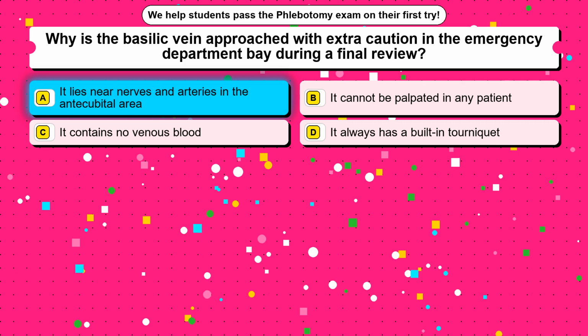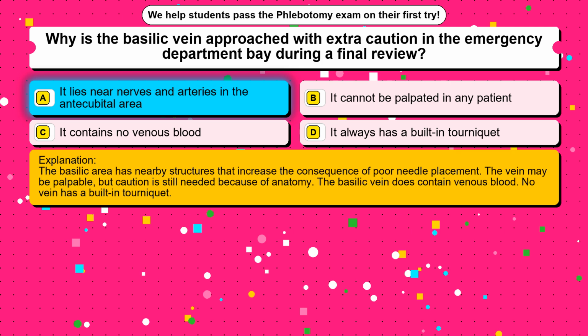It lies near nerves and arteries in the antecubital area. The basilic area has nearby structures that increase the consequence of poor needle placement. The vein may be palpable, but caution is still needed because of anatomy. The basilic vein does contain venous blood. No vein has a built-in tourniquet.